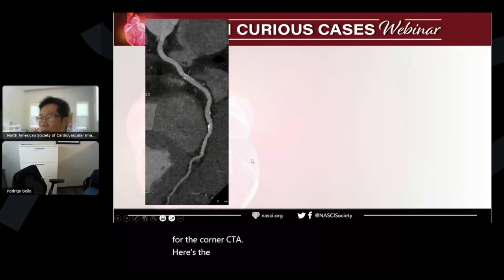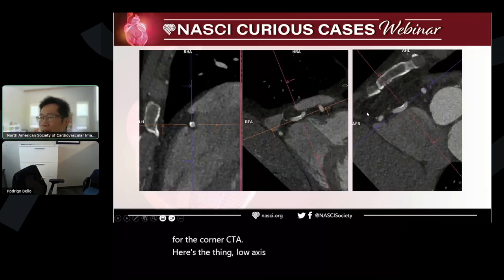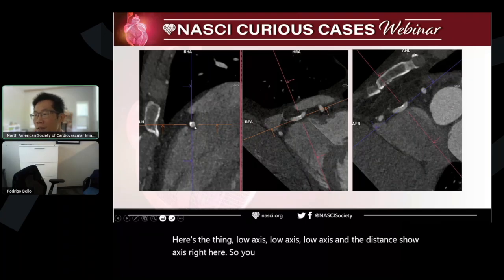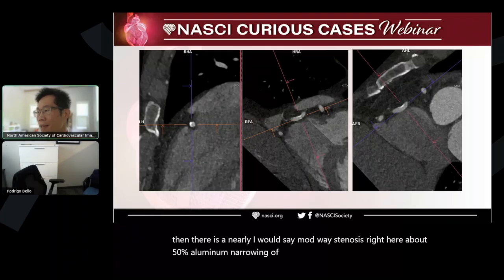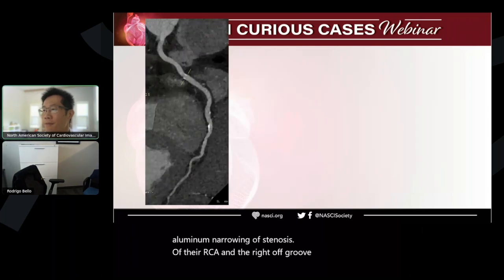Long axis, long axis, and this is short axis right here. So you see the calcified plaques around the wall, and then there's a nearly, I would say, moderate stenosis right here, about 50% luminal narrowing of stenosis of the RCA and the right AV groove. Then we have this curved MPR.